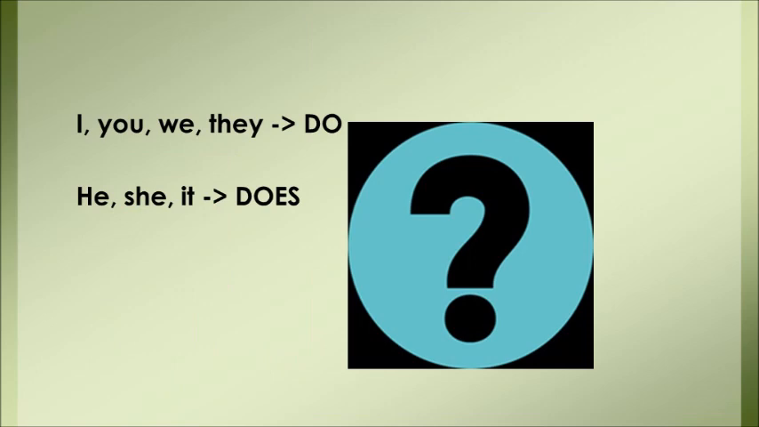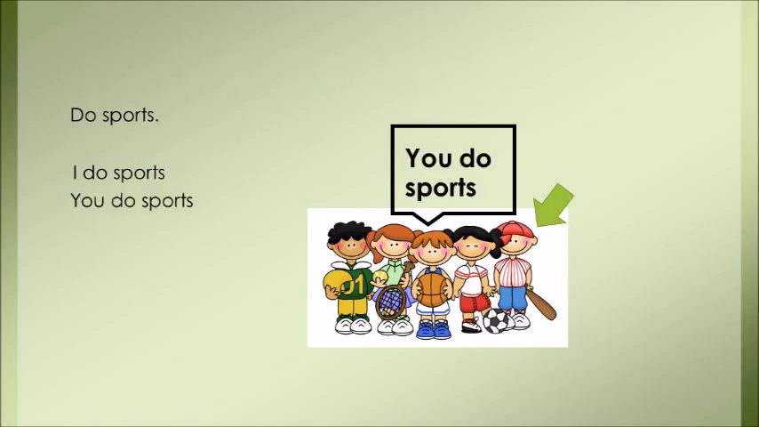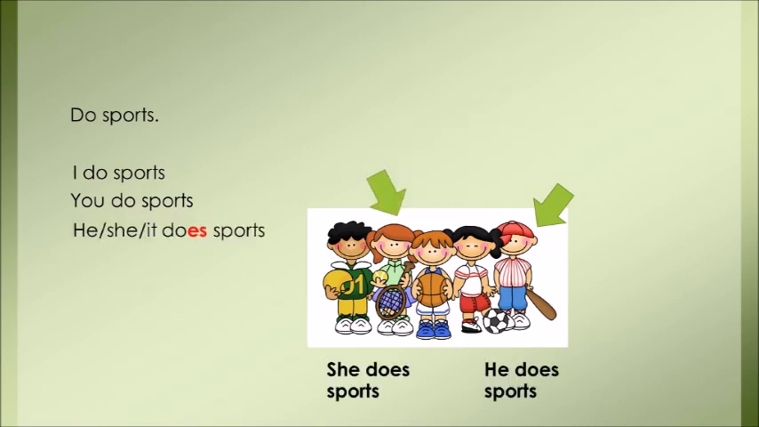With questions, I, you, we, they, we use do. But for he, she, or it, in questions, we use does. Let's see an example. Do sports. I do sports. You do sports. He, she, or it does sports.